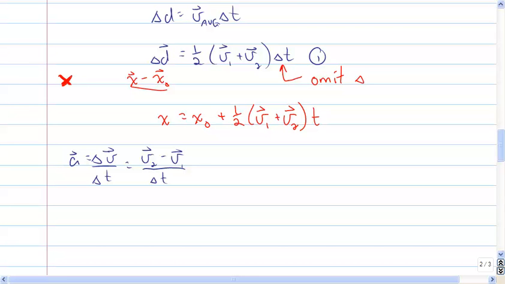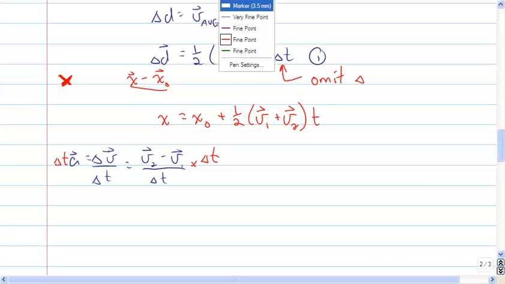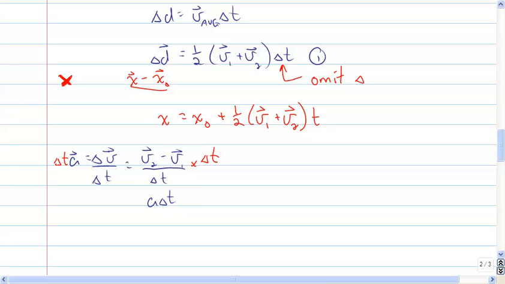So I can rearrange this equation. If I multiply both sides of this equation by delta t, then I end up with a delta t is equal to v2 minus v1. If I rearrange this equation to solve for v2, I can say that v2 then is going to be v1 plus a delta t.